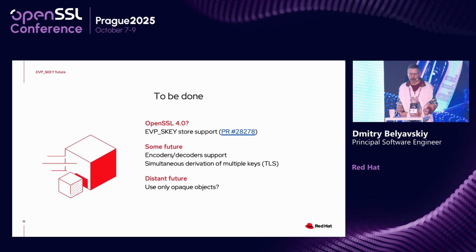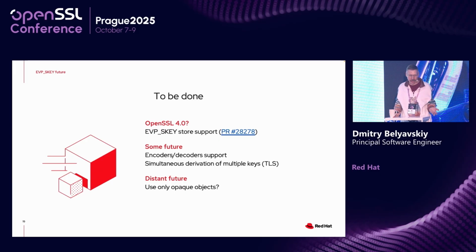Some future. We probably will need encoders, decoders support, or not, who knows. And from the OpenSSL provider perspective, we will need to simultaneously derive several keys from KDF, which is necessary for proper TLS implementations. When you derive 2 or 4 keys from the one input, if the key is not a byte buffer but an opaque object, you can't just derive and chop it into parts, which is currently done in the code.